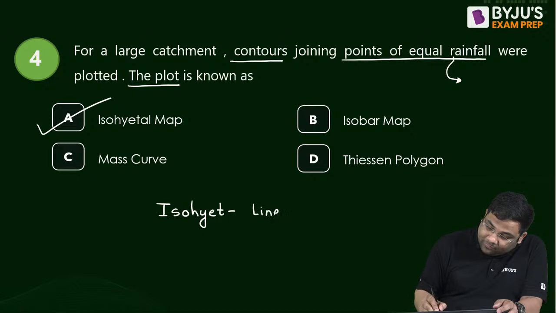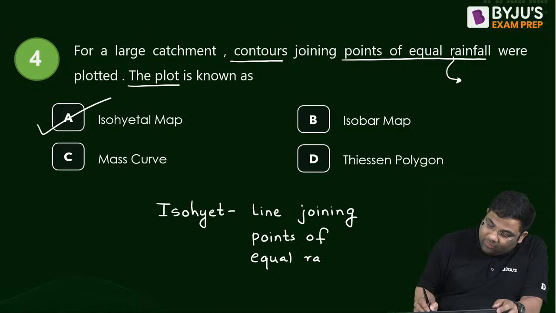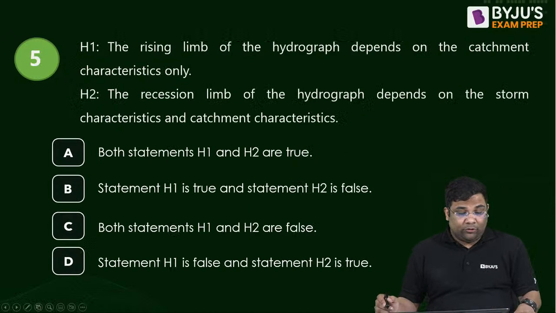A line joining points of equal rainfall. Okay. Next question.